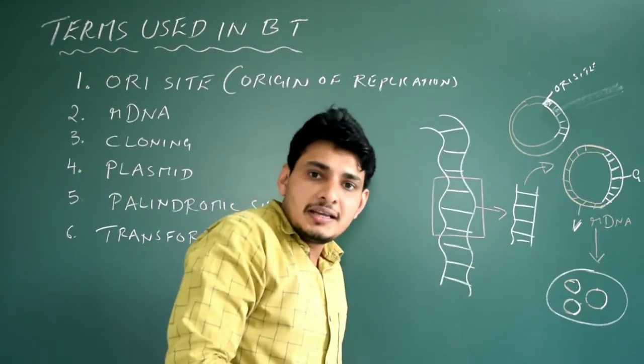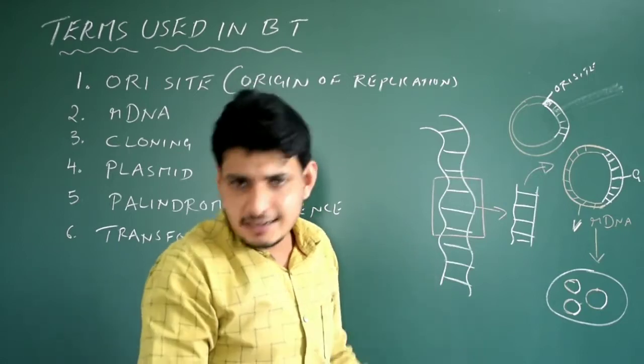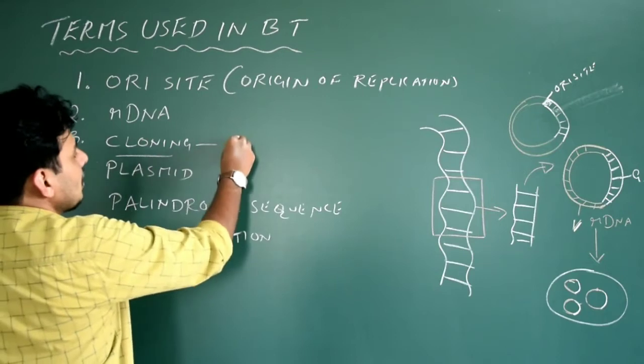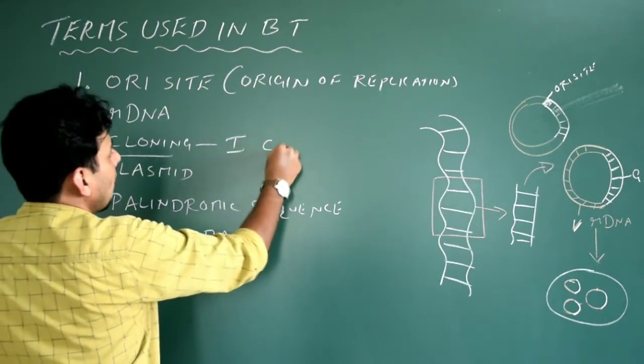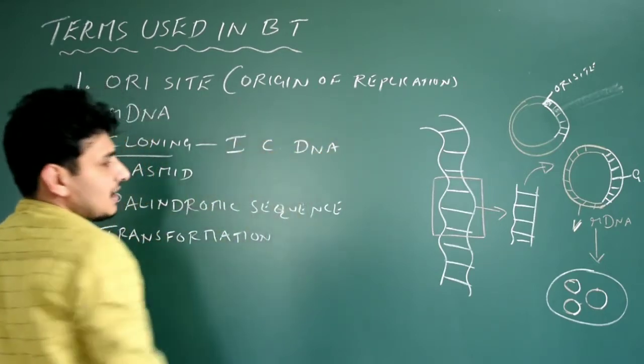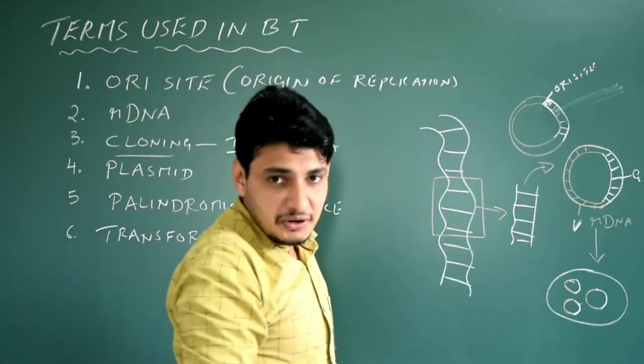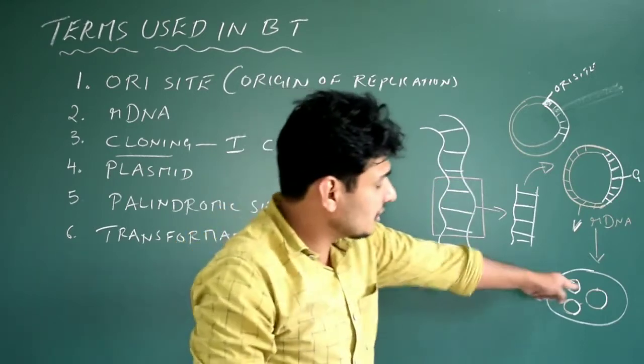It could be recombinant DNA, or foreign DNA, or vector DNA, whatever the types of DNA in the biotechnology, that is called cloning. Identical copies of DNA, that is called cloning. And ORI site is very important. Without ORI site, you will not get this.